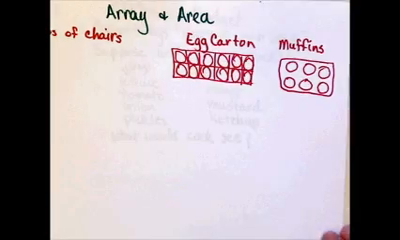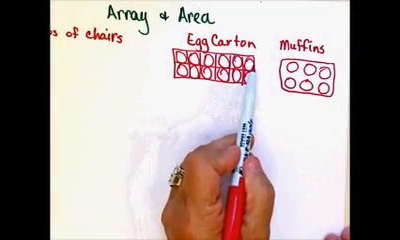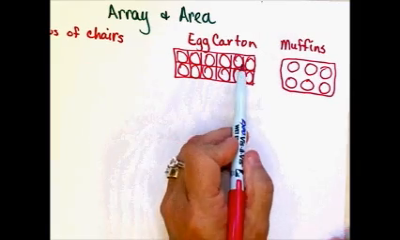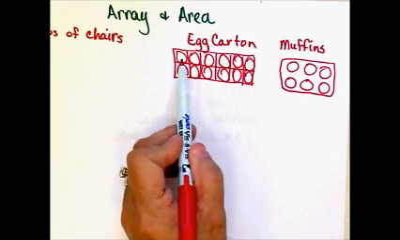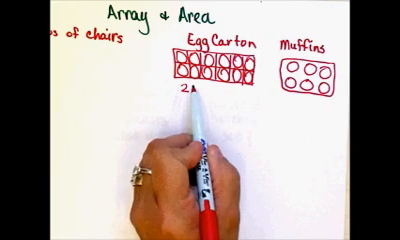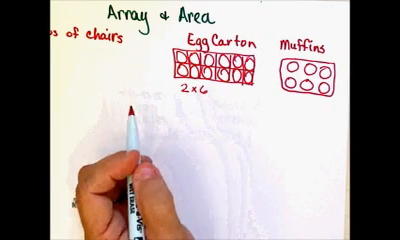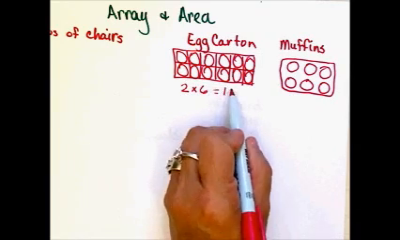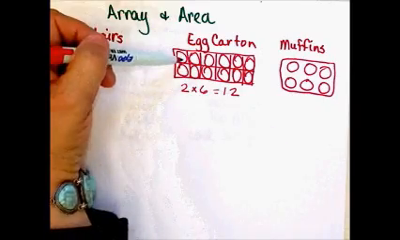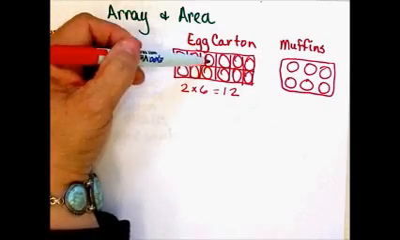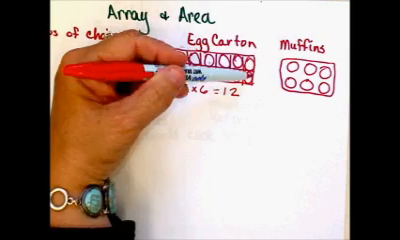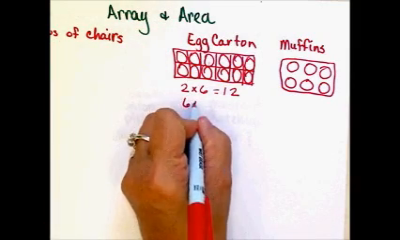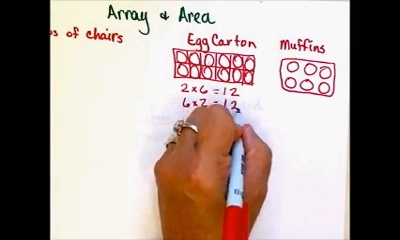okay, we could look at eggs inside these cartons. And this would represent, I could look at it 2 different ways actually. This would represent 2 rows of 6, okay, or 12 eggs. Or it could be 6 columns of 2 eggs for a total still of 12 eggs.